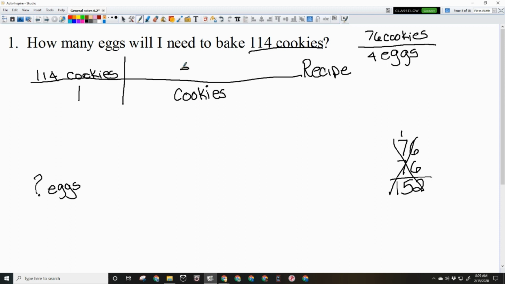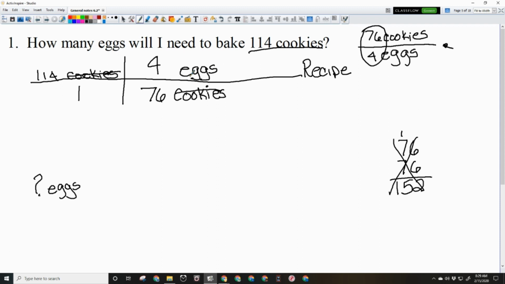Do I have some type of relationship that includes eggs over cookies or cookies over eggs? Okay, and the answer is yes. I just got this conversion factor from our recipe. So all I need to do is put in these numbers right here. So 4 eggs and 76 cookies. All right, so now cookies is going to cancel out, and it's going to leave me eggs. So when I do this math, it's going to give me how many eggs.